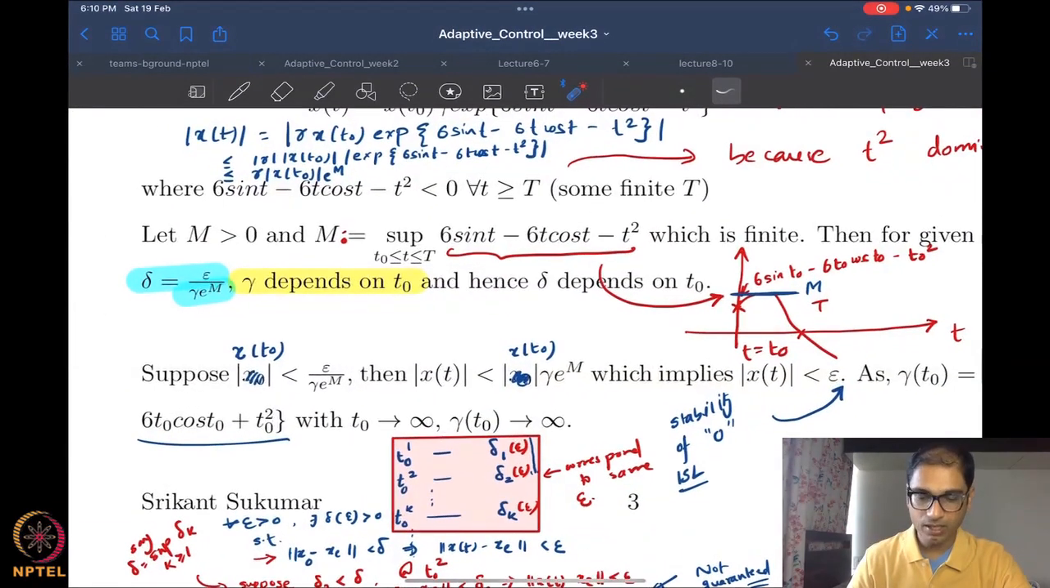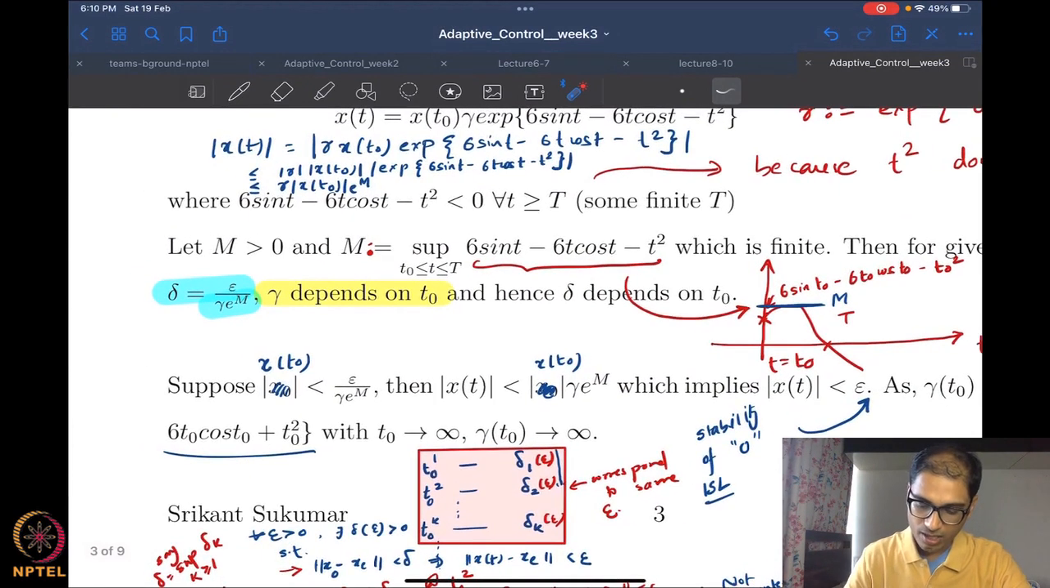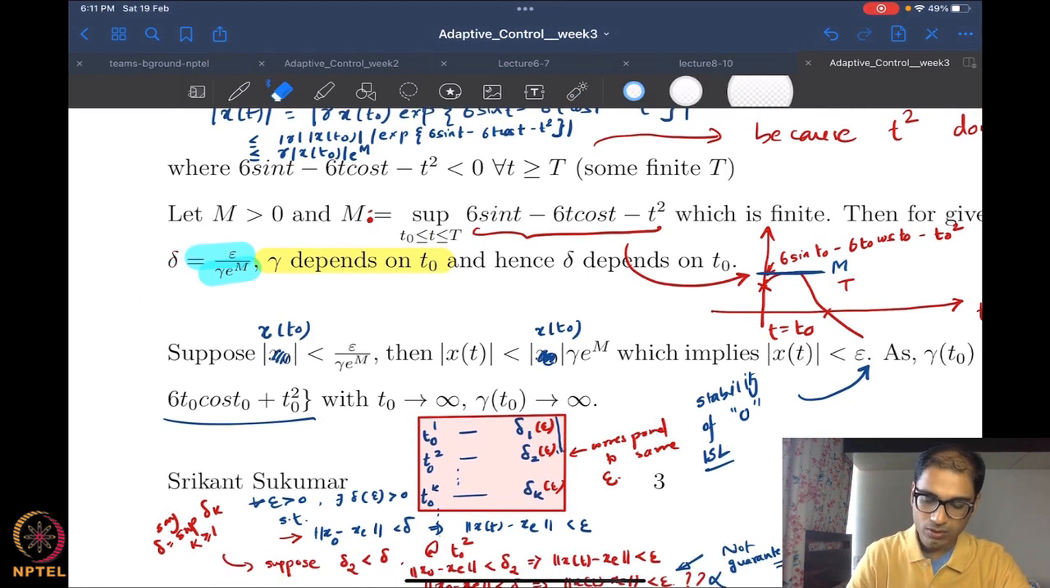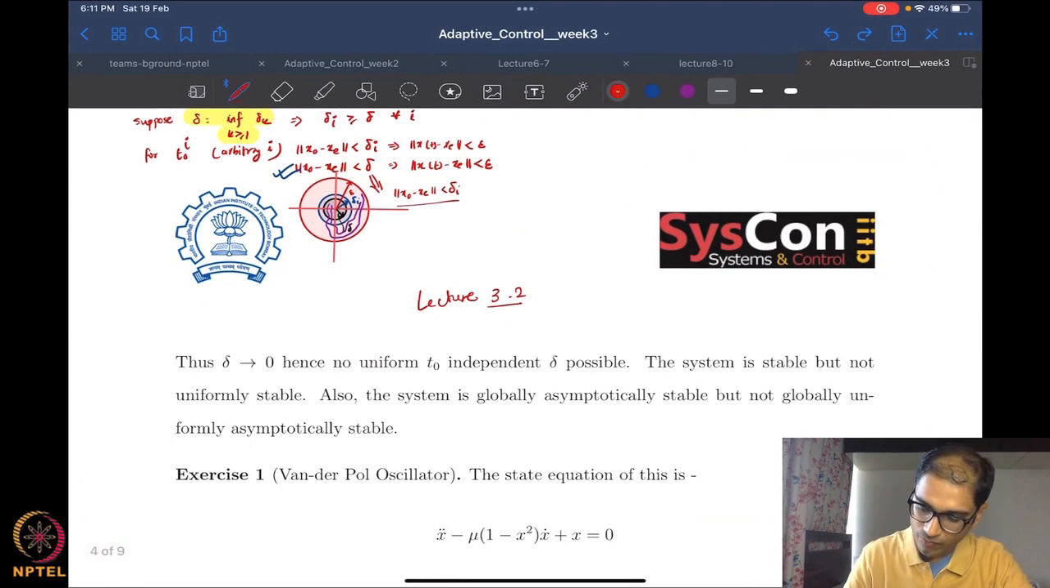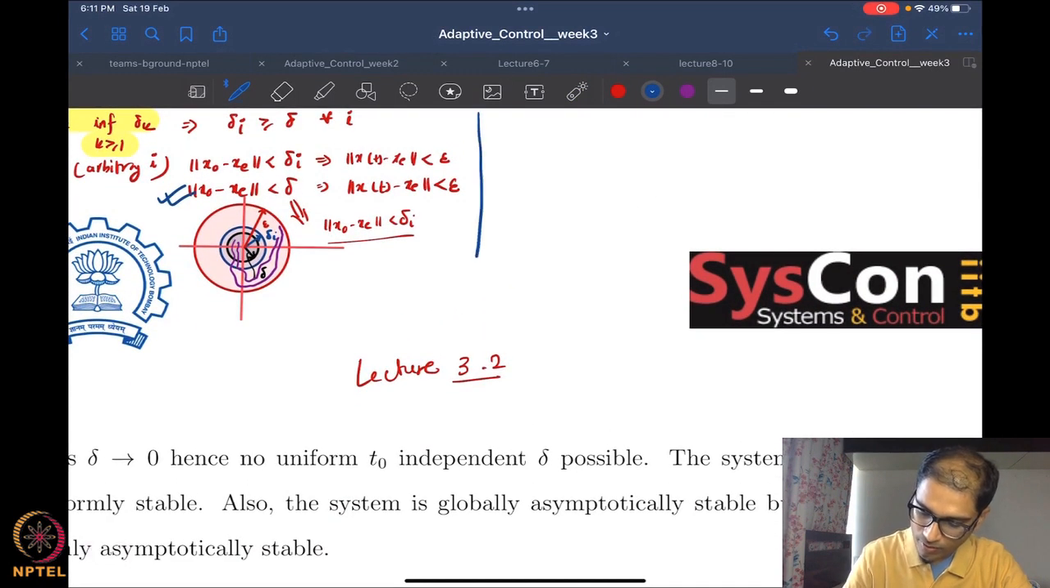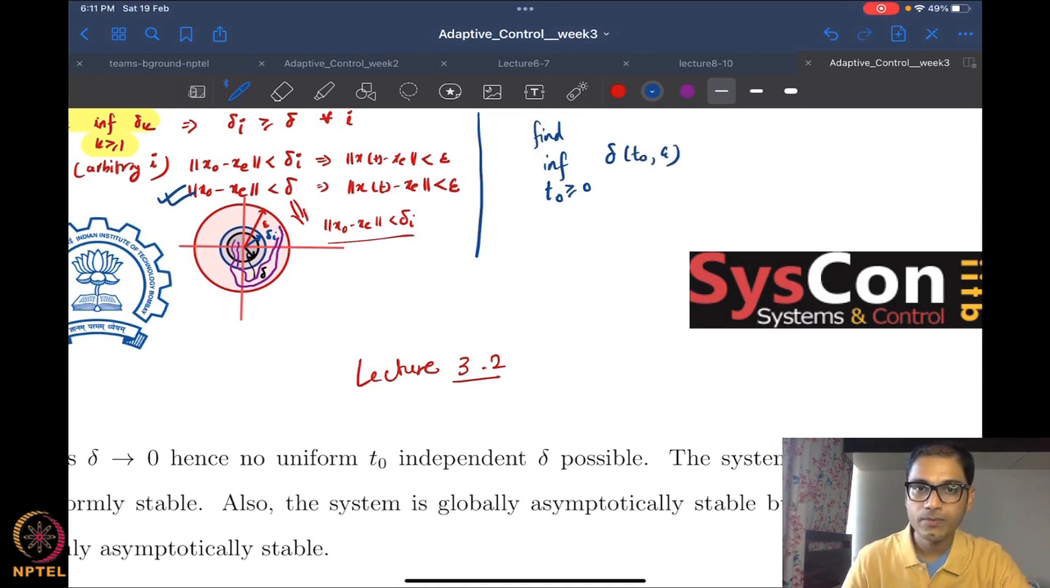Now let's look at our specific case. We have epsilon over gamma em, where gamma is what depends on initial time. Now the idea is I need to choose the smallest of the deltas. Let me be more formal. I want to find the inf over t0 greater than or equal to 0 of delta t0 epsilon. Okay.